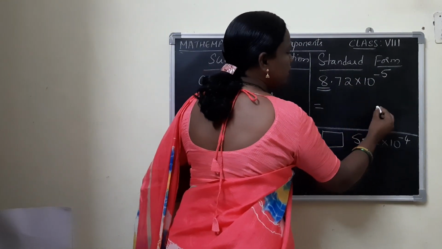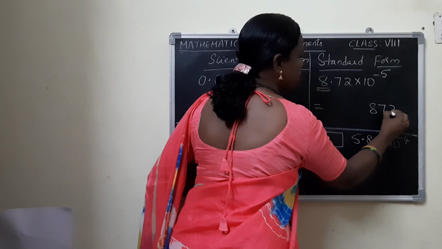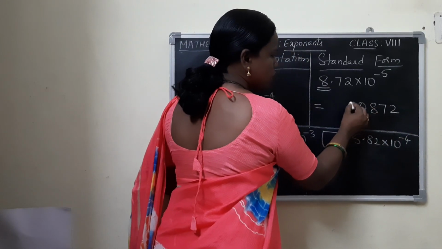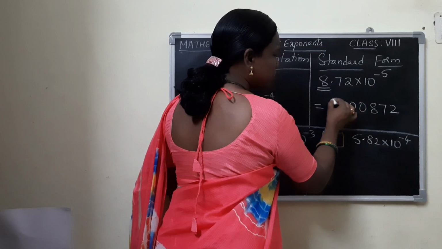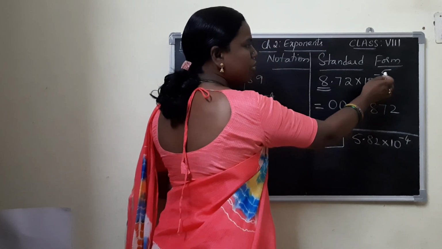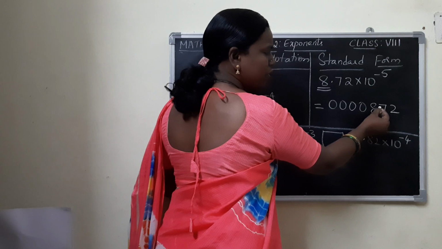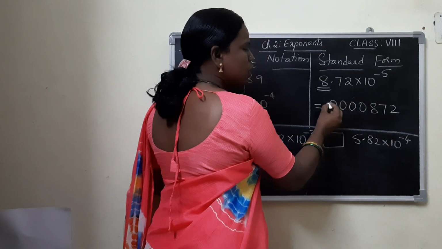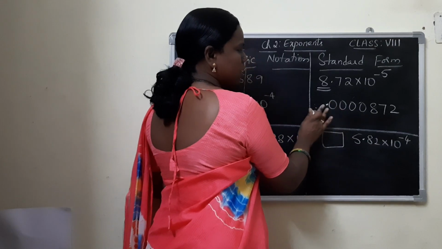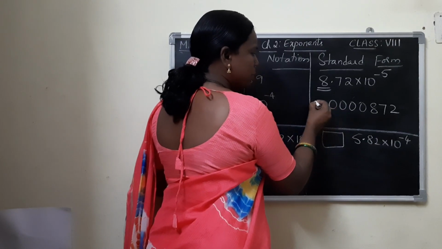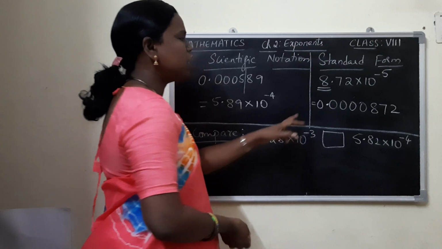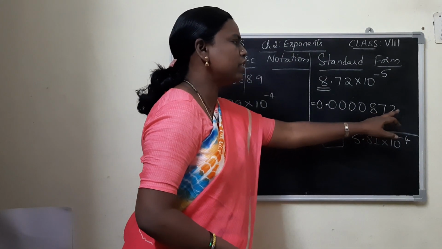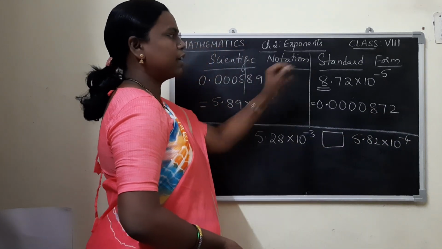Let me write the digits without any decimal first. So the decimal is here. Let me put some zeros in front of it and see how many places: 5 places. So from here I am moving 5 places: 1, 2, 3, 4 and 5. So the decimal stops here. In front of it also let me put a 0. So 0.00000872 will be in the standard form.